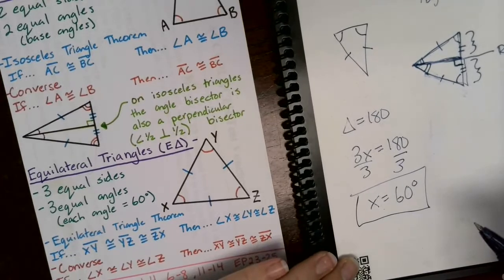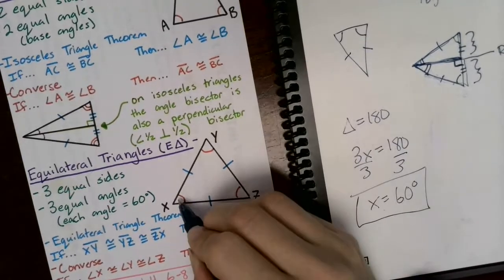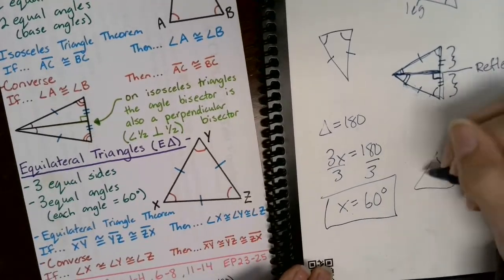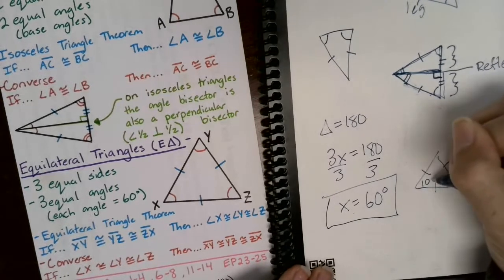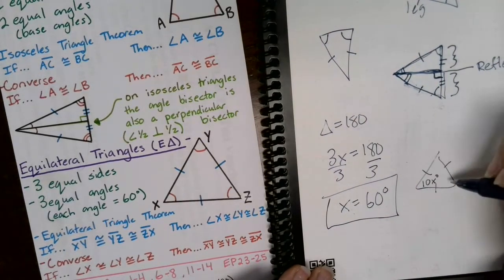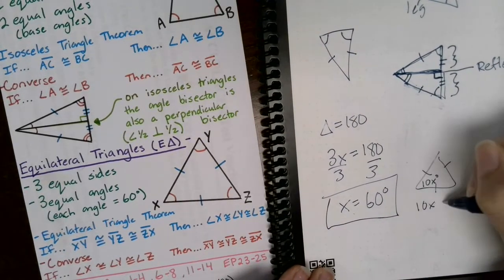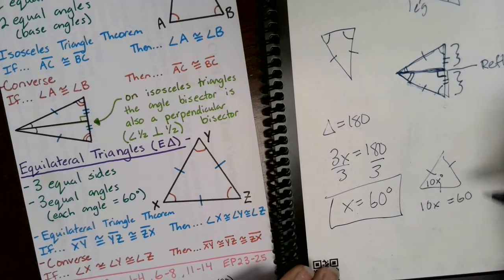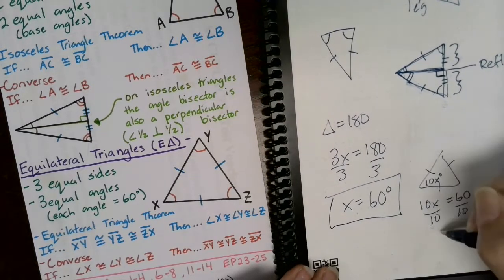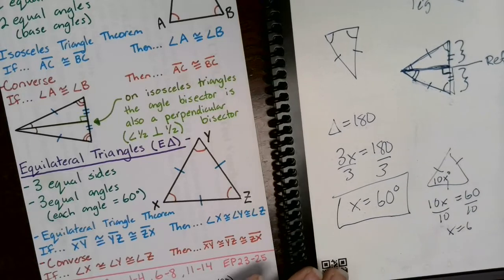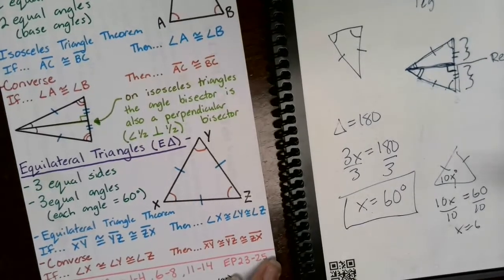That's never going to change, okay? So if we were, in an equilateral triangle, this is 10x degrees. What is x? Well, 10x must equal 60, so x must equal 6. And it's that simple. That's how problems with equilateral triangles are.